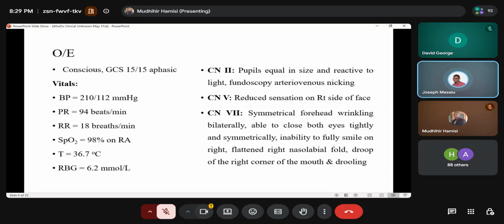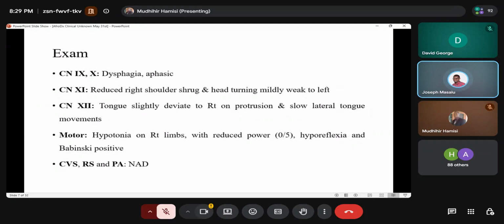What is shown on fundoscopy is AV nicking. I think I can recall it. It is hypertensive changes on the retina when you do the fundoscopy. Still saying this is a chronic hypertensive patient who is not controlled. Motor exam, a lot of findings, which again localize the same thing.